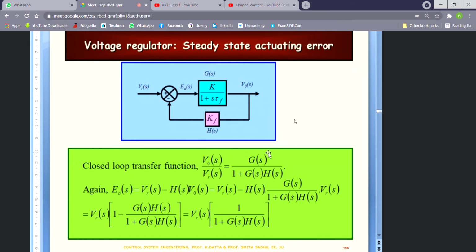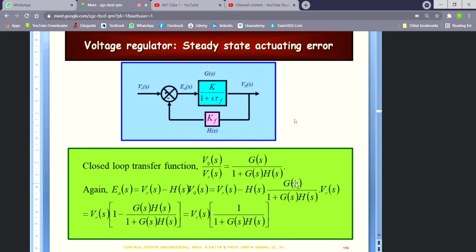So from here we are taking VO and putting it in this expression, right? So this overall thing is what we get. Now, if you want the actuating error transfer function, you would be able to get it. Of course, I could have done it in another way as well. Another way means that we know that EA(s) by VR(s) is going to be equal to 1 by 1 plus GH.